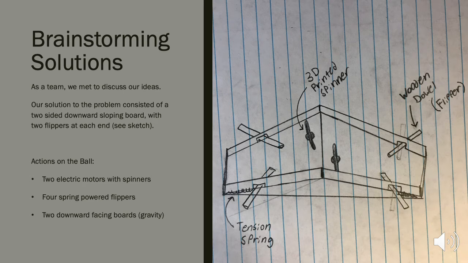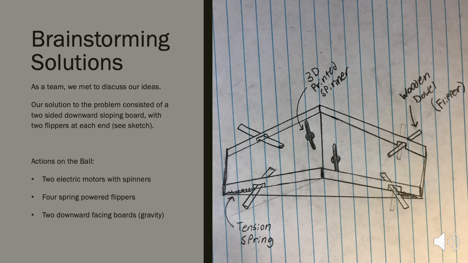Brainstorming solutions. As a team, we got together to discuss how we would meet the criteria set forth by the project guidelines. We decided to make a 2-player game, since there's nothing more fun than simple one-on-one competition. We then had to decide how we would set the game up, and after some deliberation, we decided on a 2-player pinball machine. The machine would consist of 2 downward-facing slopes, with flippers on each side.